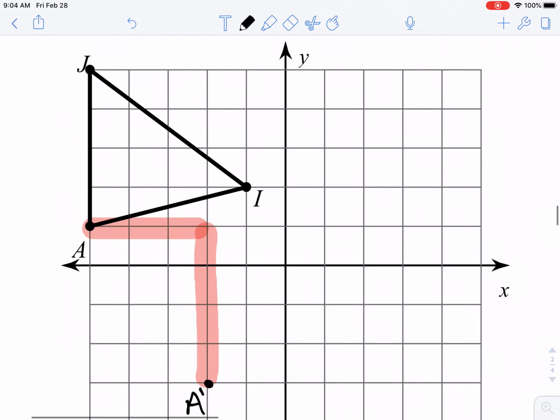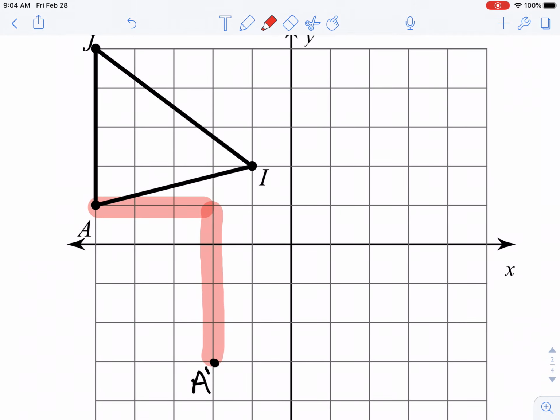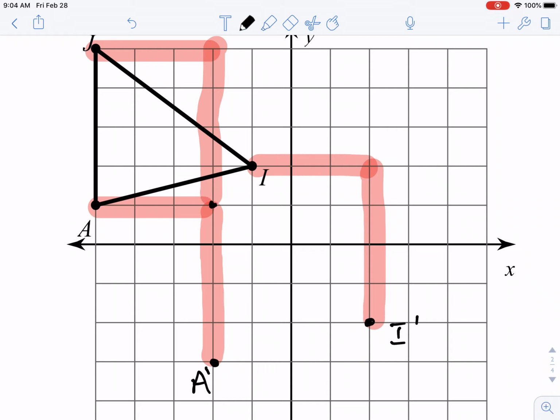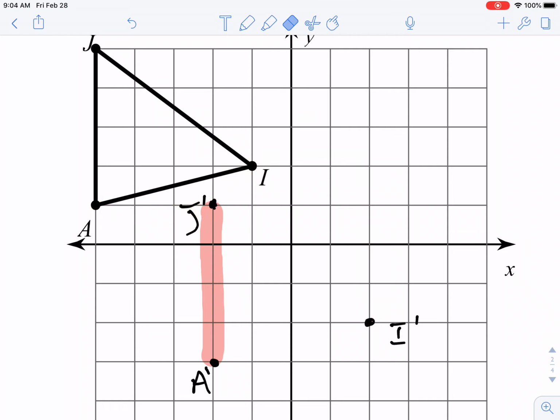And so we do the same thing for I. We're going to go 3 units to the right and 4 units down. And the new I is going to go right there. We call it I prime. Same thing for J. We go 3 units right and 4 units down. So 2, 4. And so the new J goes right here. We call it J prime. Again, it's not necessary to write this stuff in red.